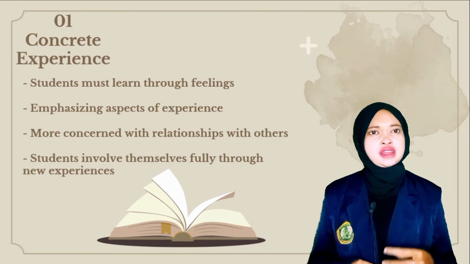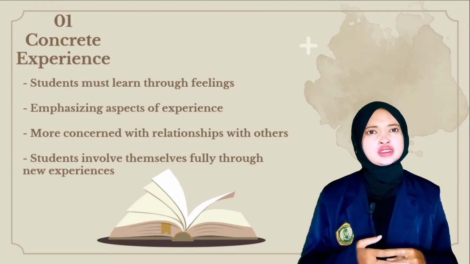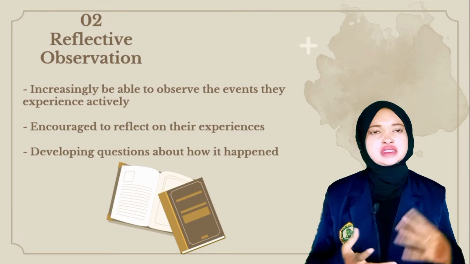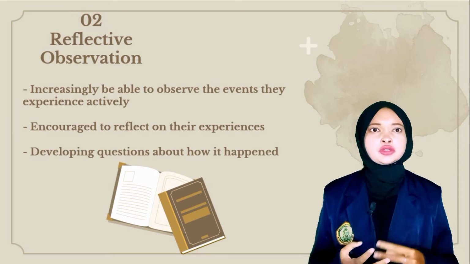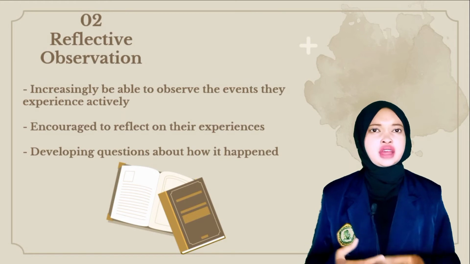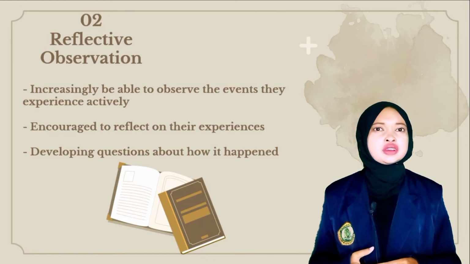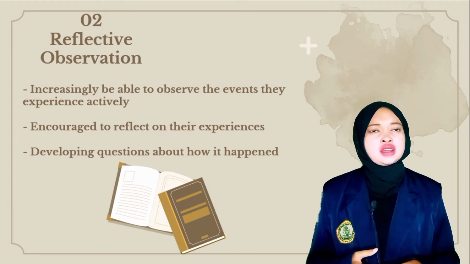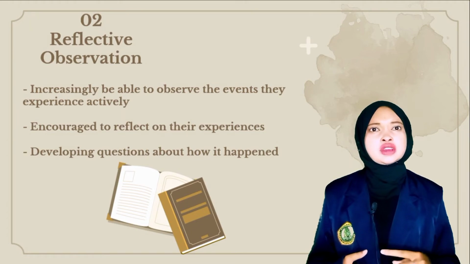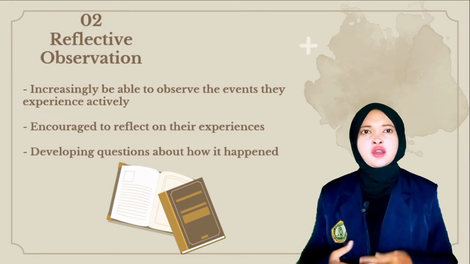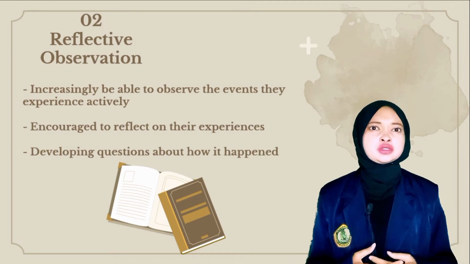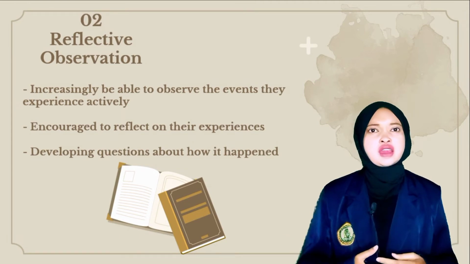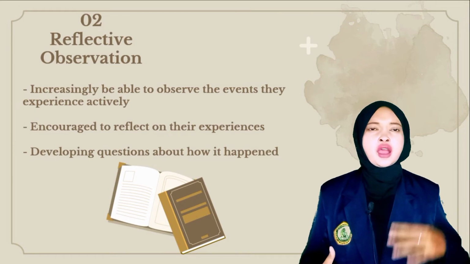After finding a new experience, students learn through observation, or reflective observation, in the next stage. Reflective observation views that students will increasingly be able to actively observe the event they experience. According to David Kolb, 2005, students are encouraged to reflect on their experiences from multiple perspectives and factors purposefully. Students begin to try to find answers to the incident and understand it by developing questions about how it happened.